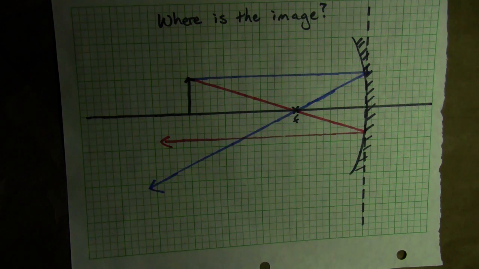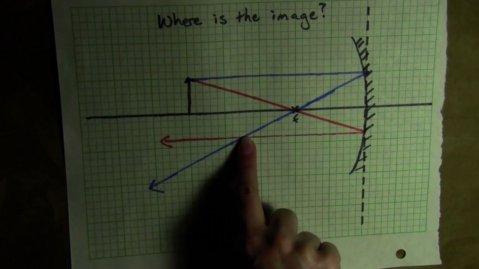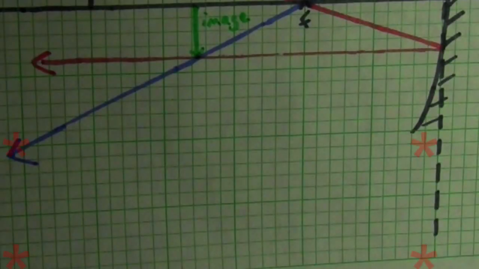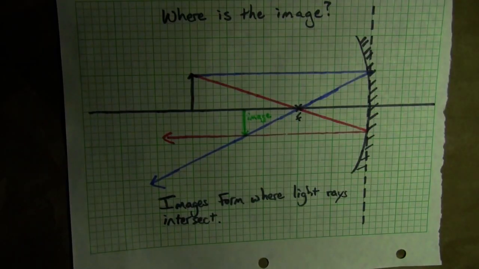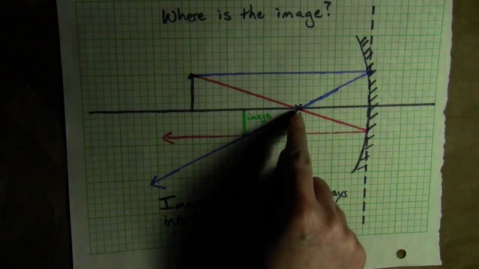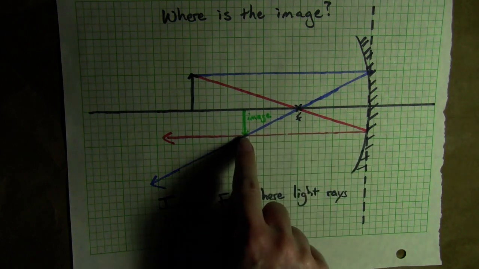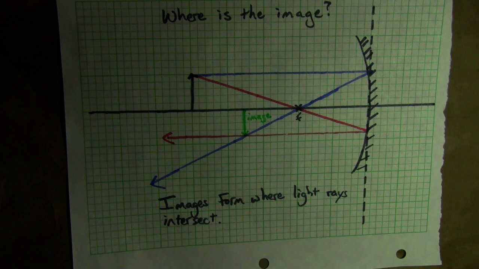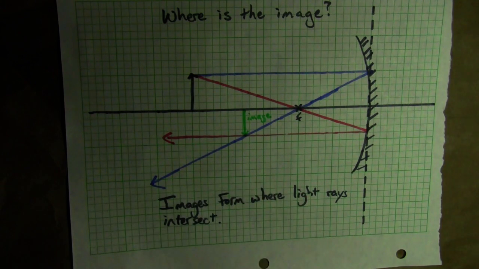And so if you just had to naively guess where you think the image is, probably most of you would say right here. And you're exactly right, because images form where light rays intersect. And specifically in this case, it's the reflected rays. Technically you could say, well, they intersect there, but this is not a reflected ray. It's this reflected ray and this reflected ray. And so the image forms where those rays intersect. And so there we have our ray diagram. We just solved this problem by drawing a picture.